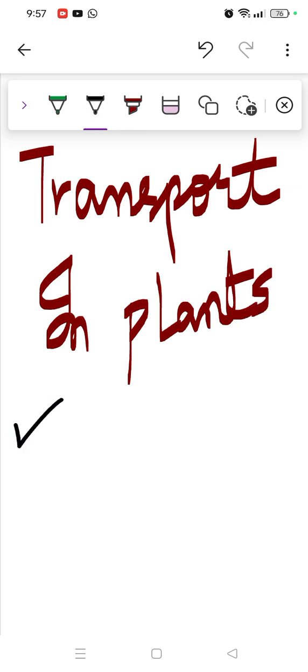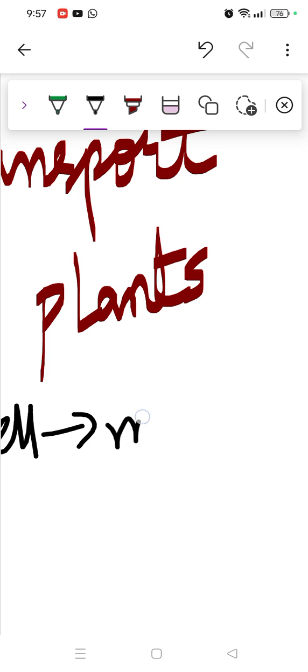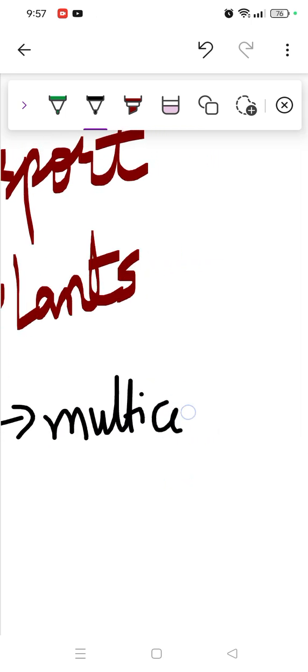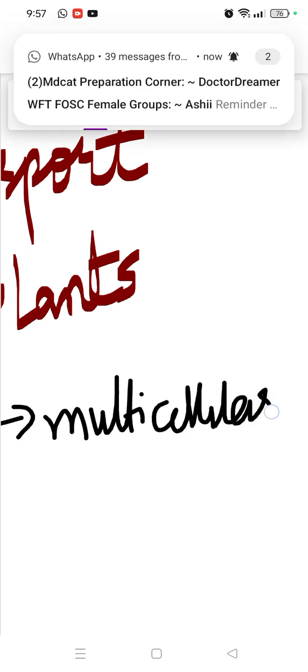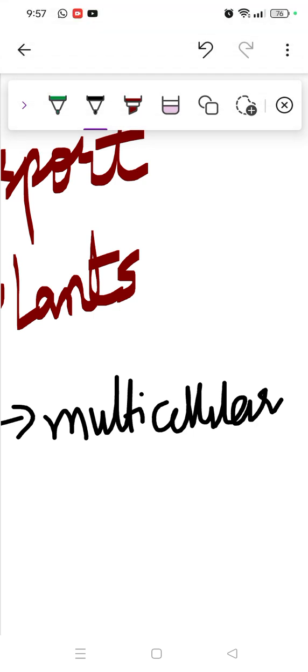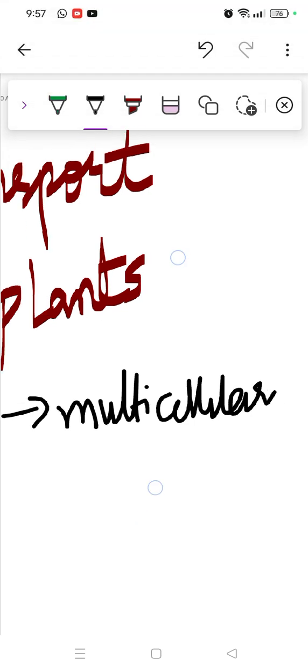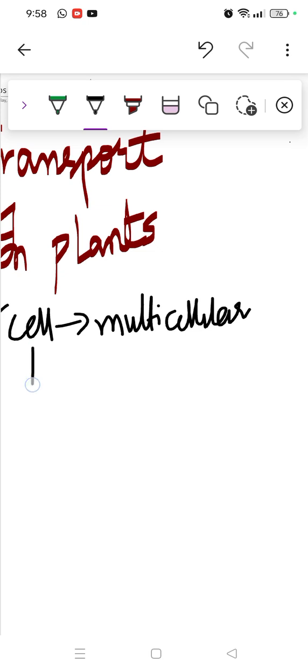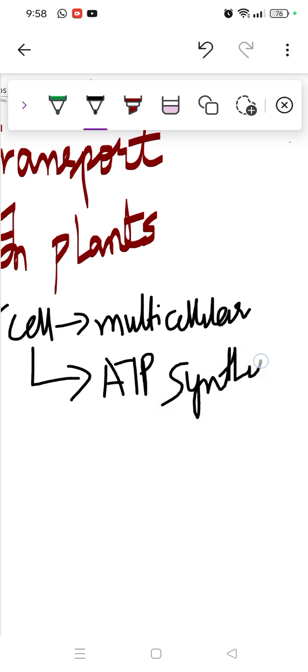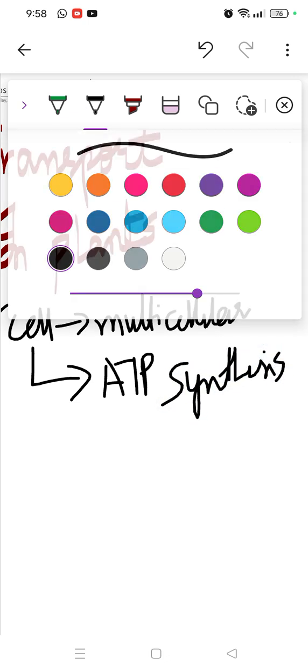So first thing that you'll see is that we have a cell, right? And that cell can be multicellular or unicellular. Multicellular means they have so many cells. Take the example of human beings, who are multicellular, whereas some plants, a few things you'll see, will be unicellular. Uni means one, of course. And even cells need ATP for their synthesis and for their metabolism.